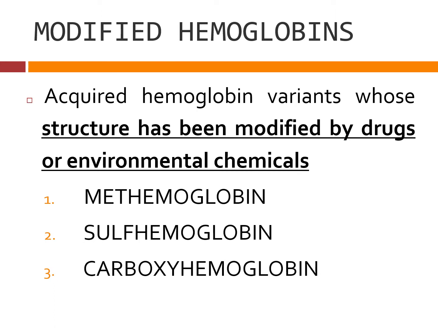They are modified forms of hemoglobin, and they can be acquired, and the structure of these are modified by drugs or environmental chemicals. So, the three modified hemoglobins that will be discussed in this session are the following: methemoglobin, sulfhemoglobin, and carboxyhemoglobin.